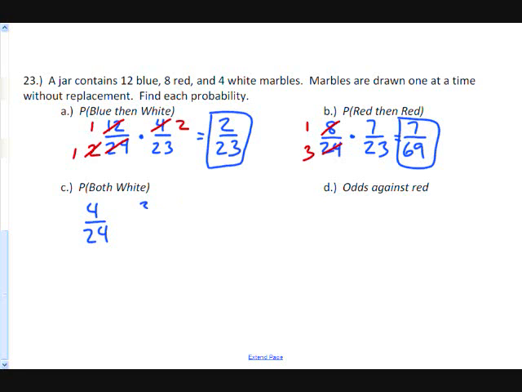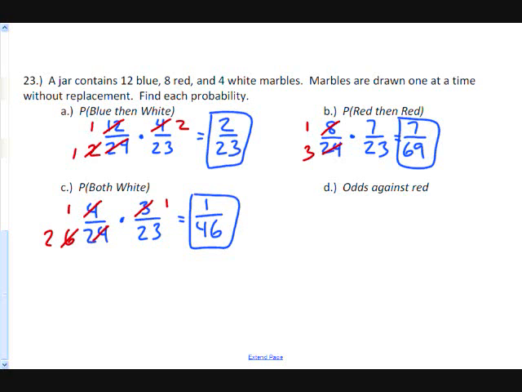So now there's only 3 white marbles left because I pulled one out. There's only 23 marbles left total in the jar because I pulled one out. So now I'm going to multiply these because it means a white and then a white. So it's still an and probability. The and is implied. And now I can reduce. The 4 over 24 reduces to a 1 over 6. I can cross-reduce the 6 and the 3, reduce to a 1 and a 2. And now I can multiply straight across. That's going to give me a 1 over a 46.